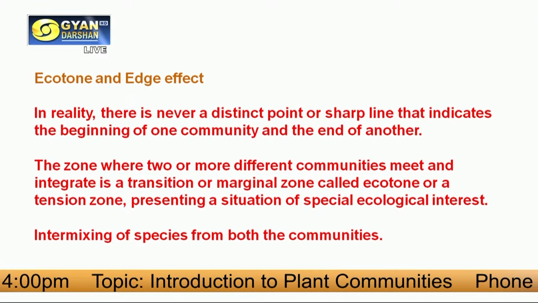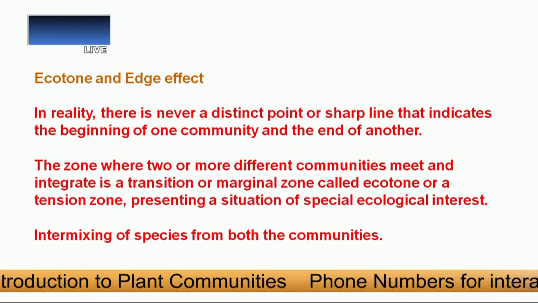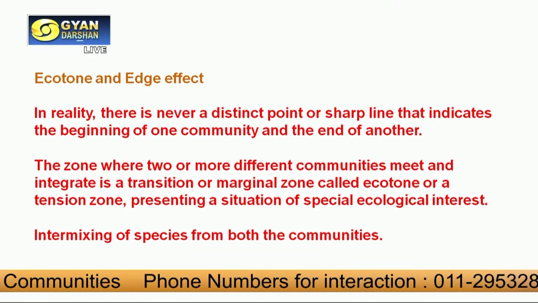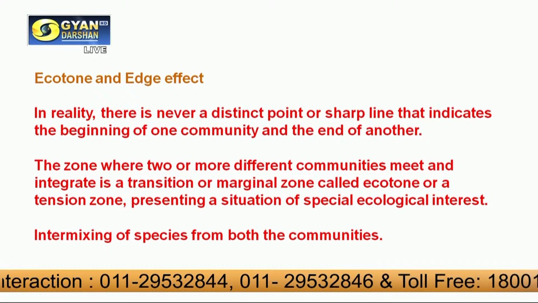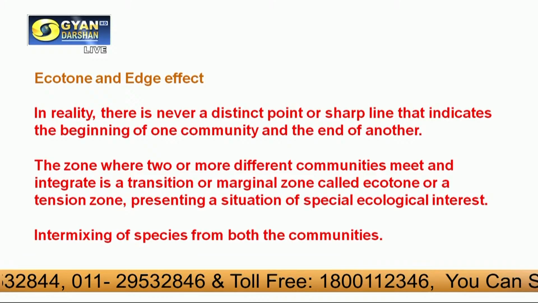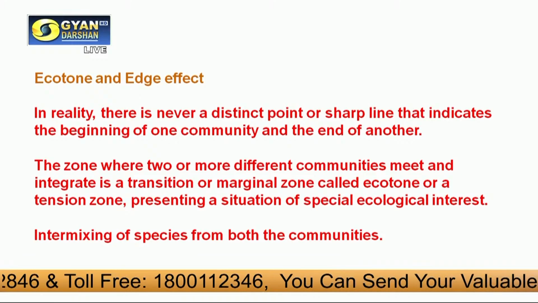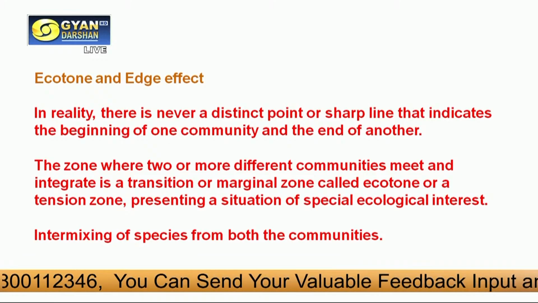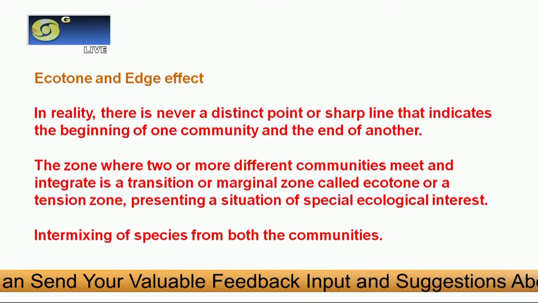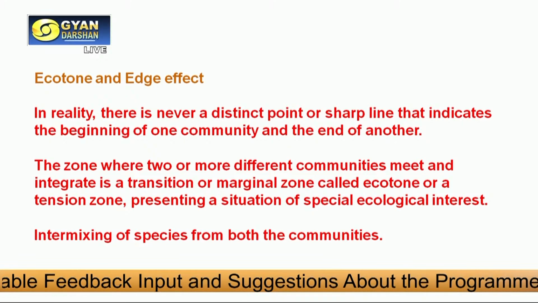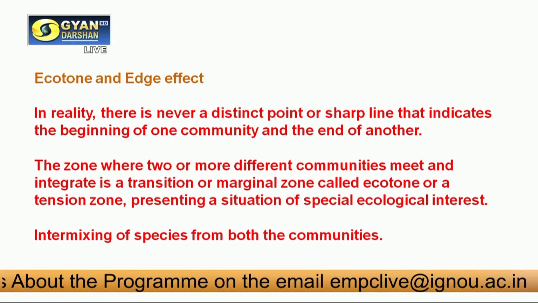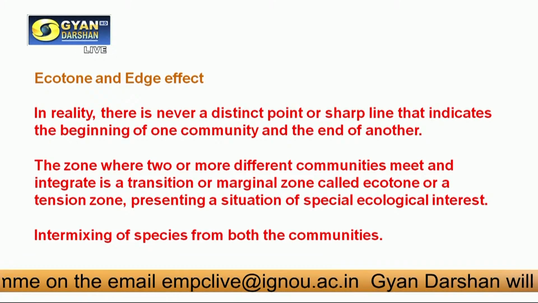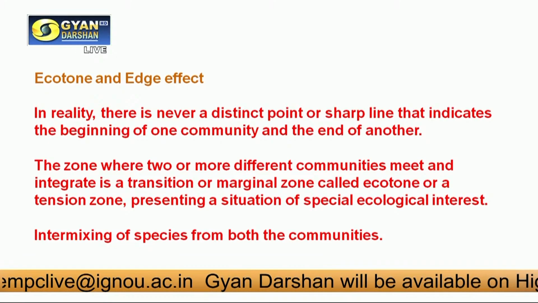So, in reality, there is never a distinct boundary, or you cannot imagine a sharp point or a distinct line that demarcates one community from the other. That is, here is the end of one community, here is the beginning of another community. No, that is difficult. Rather, two or more different communities meet together. They integrate together in a transition or a marginal zone. That transitional zone is called ecotone.